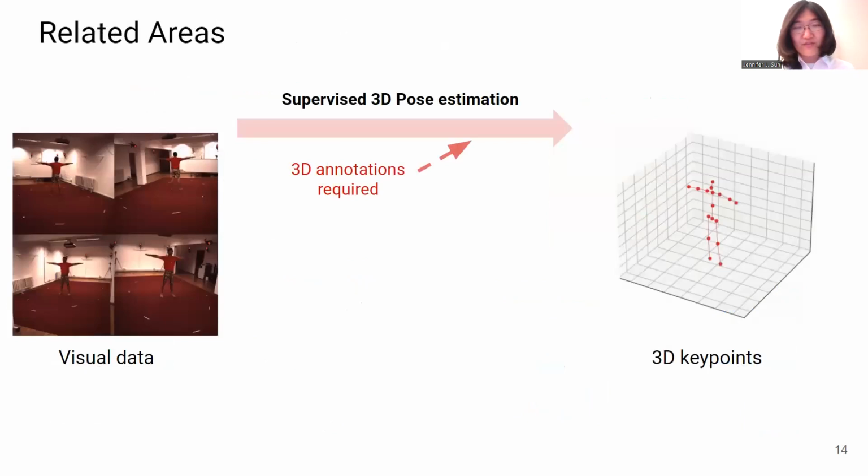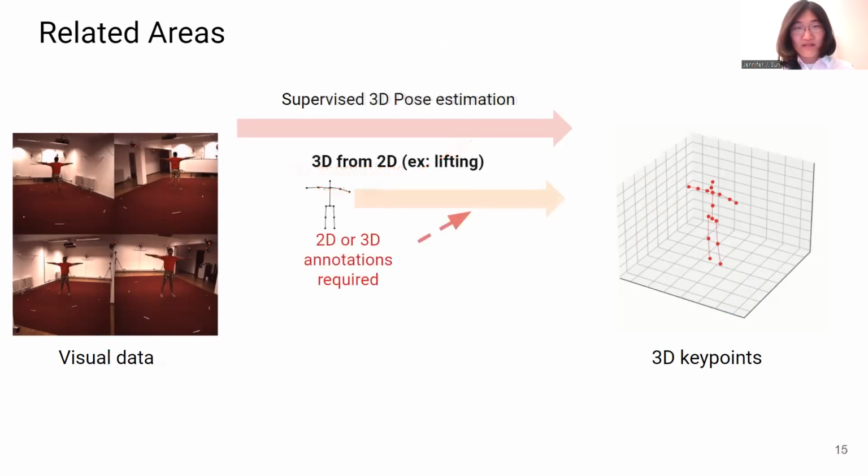For related areas, one important related area to 3D keypoint discovery is supervised 3D pose estimation. We found that in this area, these models require 3D annotations for training. And these annotations can be very expensive to obtain, either through motion capture or human hand annotations. Another area of work performs 3D from 2D, for example, through lifting models. However, these models require either 2D or 3D annotations for training.